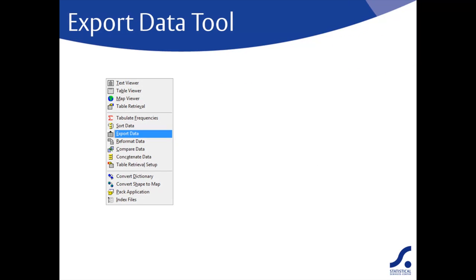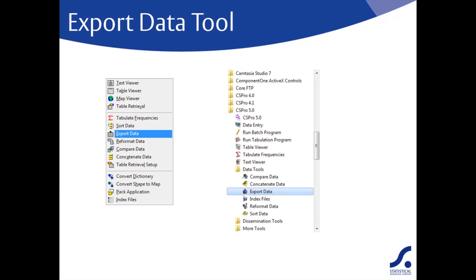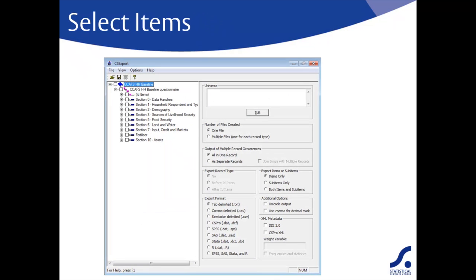As with the other tools we've looked at, compare data and tabulate frequencies, the Export Data tool is available from both the Tools menu within CSPro and directly from the Start menu in Windows. As with the other tools, you'll need to give the name of the dictionary file. CSPro will then show the dialog box shown here. The dictionary structure in the left-hand panel should be very familiar to you by this stage. In the right-hand panel are the various export options, and we'll consider each of these in turn.